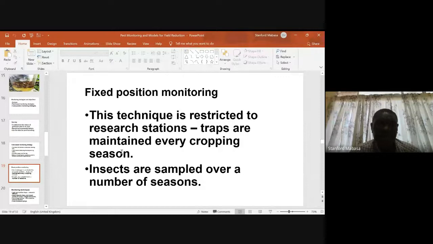Then we have fixed position monitoring. This technique is restricted to mainly research stations, where traps are maintained every cropping season, and insects can be sampled over a number of seasons. And we could have a picture about the general pests, insect pests of a given area.